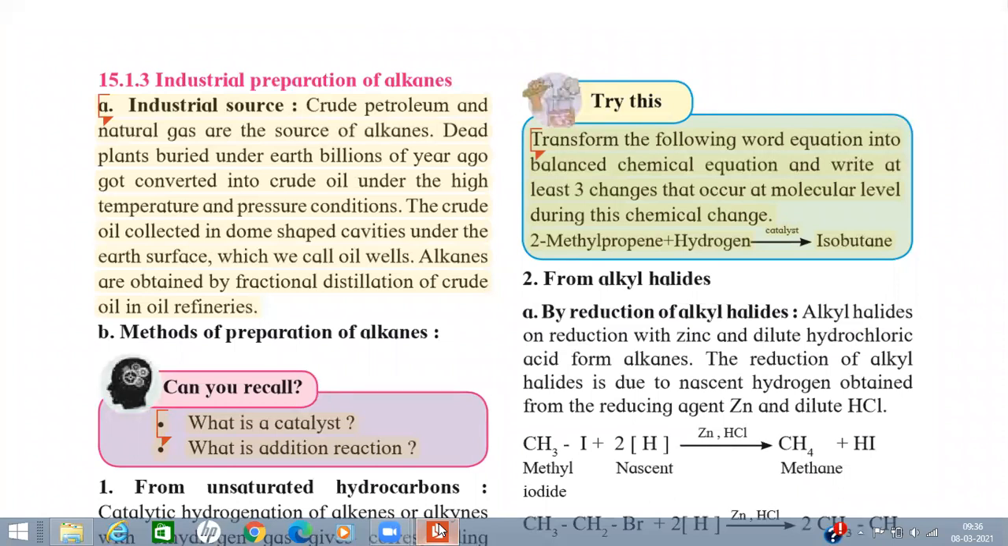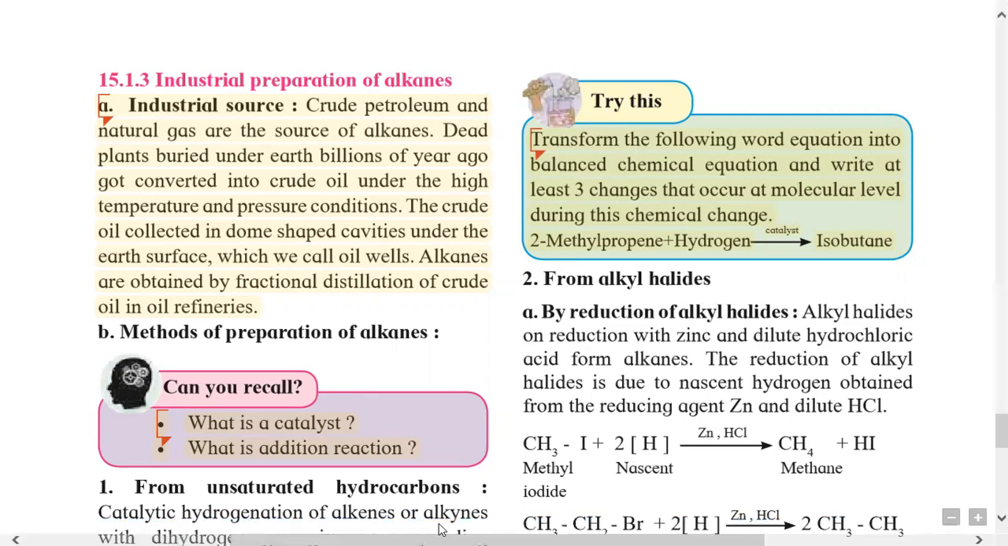Hello, good morning, students. From this chapter, hydrocarbons, we had already studied the definition and classification of hydrocarbons. Under this classification, hydrocarbons are of two types: aliphatic, meaning open chain, and closed chain. In open chain hydrocarbons, we will study alkanes, alkenes, and alkynes. And in closed chain hydrocarbons, we will study aromatic hydrocarbons, that is benzene and its derivatives.